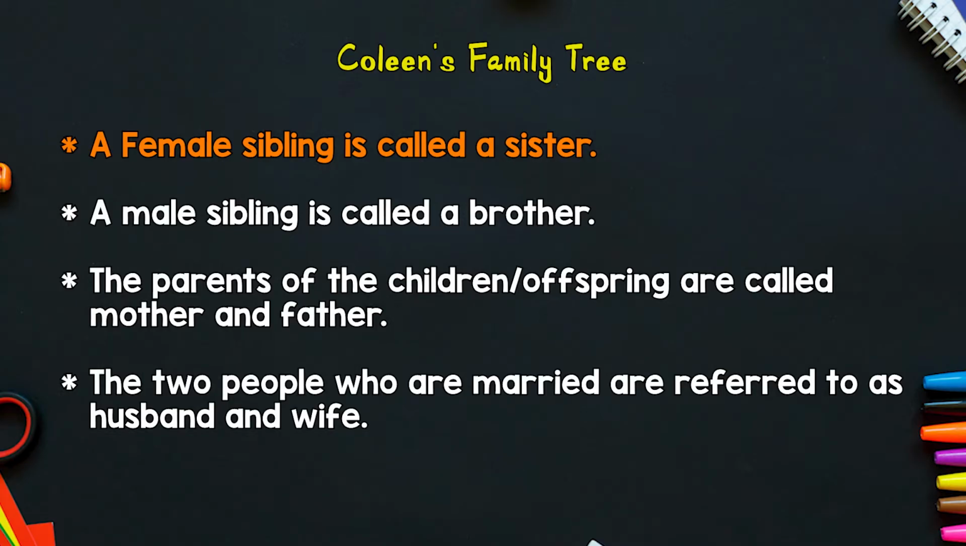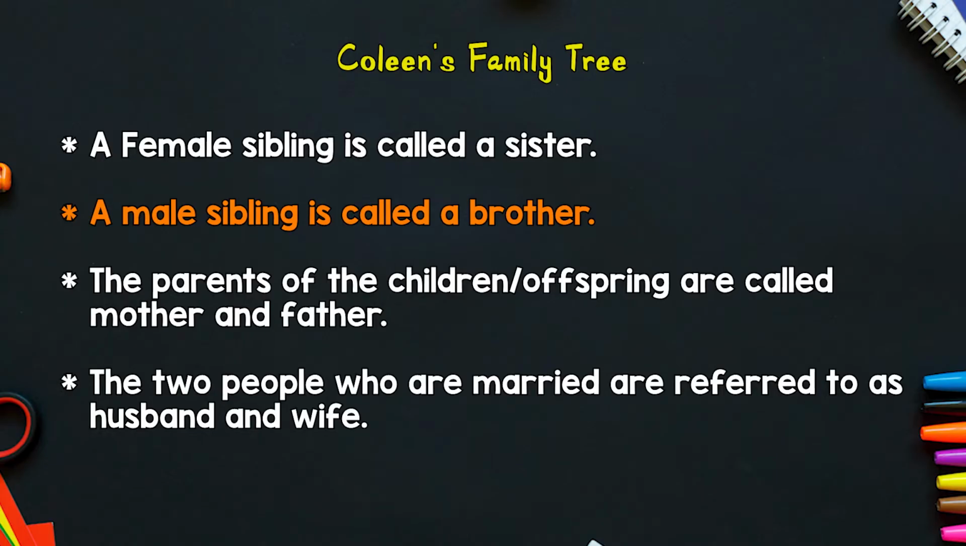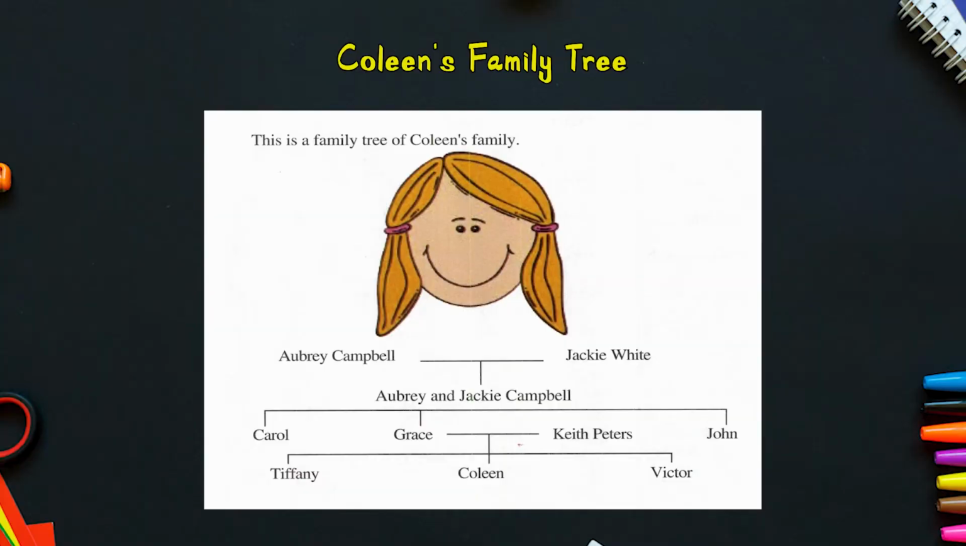Now, a female sibling is called a sister. So if you have a female sibling in your home, that person is referred to as your sister. A male sibling is referred to or called brother. The parents of the children or offspring are called mother and father. The two people who are married are referred to as husband and wife. So Aubrey and Jackie are husband and wife, but they are the mother and father of Carol, Grace, and John.